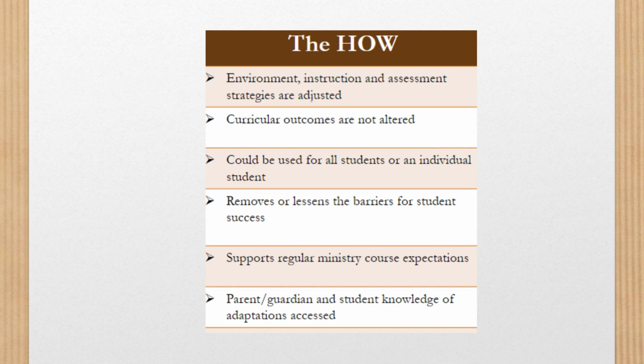Here are some additional considerations when planning for adaptations. Adaptations are adjustments made to the environment, instruction, and assessment. Curricular outcomes are not altered. Adaptations can be used by all students or individuals. Adaptations remove or lessen the barriers for all students to be successful. Adaptations support course expectations. They involve parents, and students' understanding of adaptations accessed, and offer realistic adaptations bridging to post-secondary adaptations.